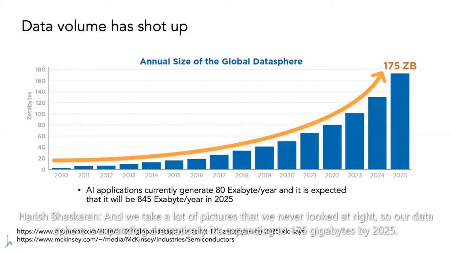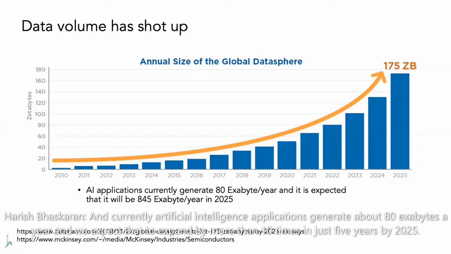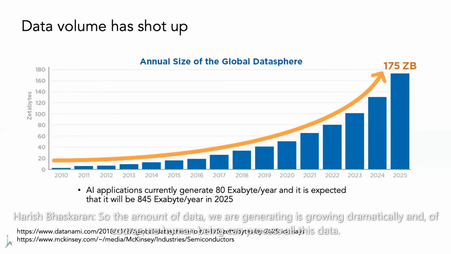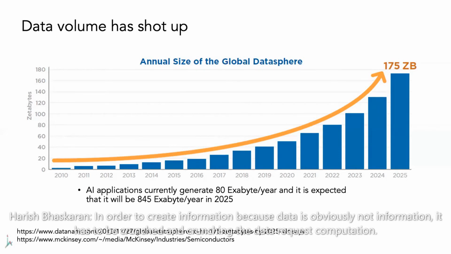Right. So our data sphere is expanding dramatically. It's expanding to 175 zettabytes by 2025. And currently, artificial intelligence applications generate about 80 exabytes a year. And we expect that to expand by more than 10 times in just 5 years, by 2025. So the amount of data we are generating is growing dramatically. And of course, no human being can process all this data in order to create information, because data is obviously not information, it has to be crunched. And crunching that data requires computation.